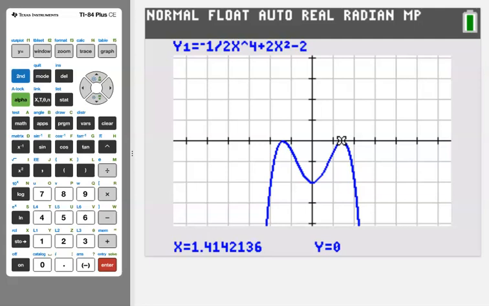We're now working on Calculator Workshop 12, Analyze Functions. Example 1 says to graph the function and identify intercepts and the maximum.